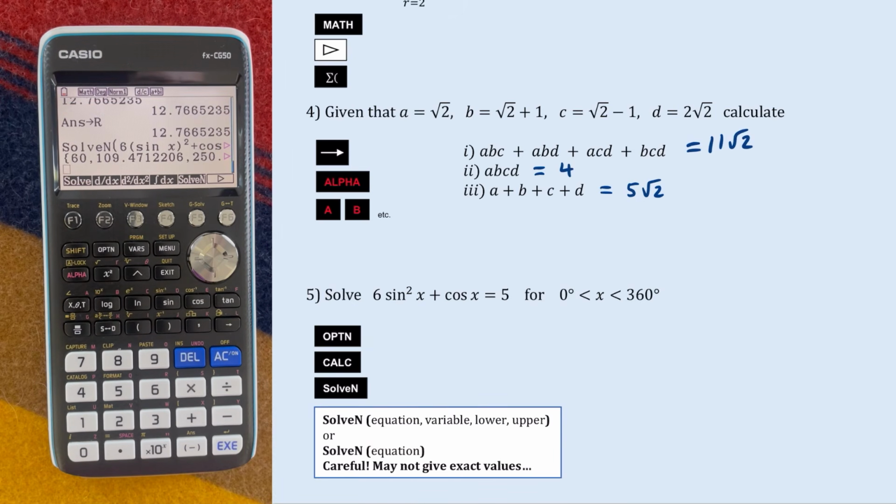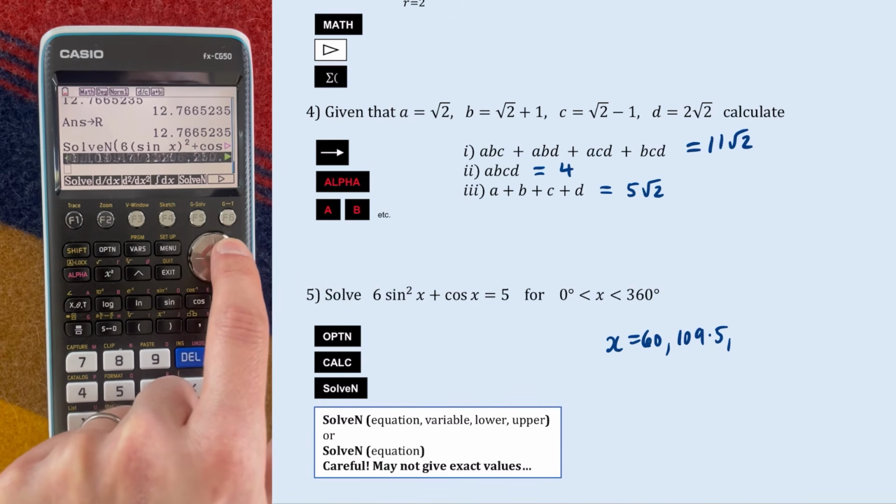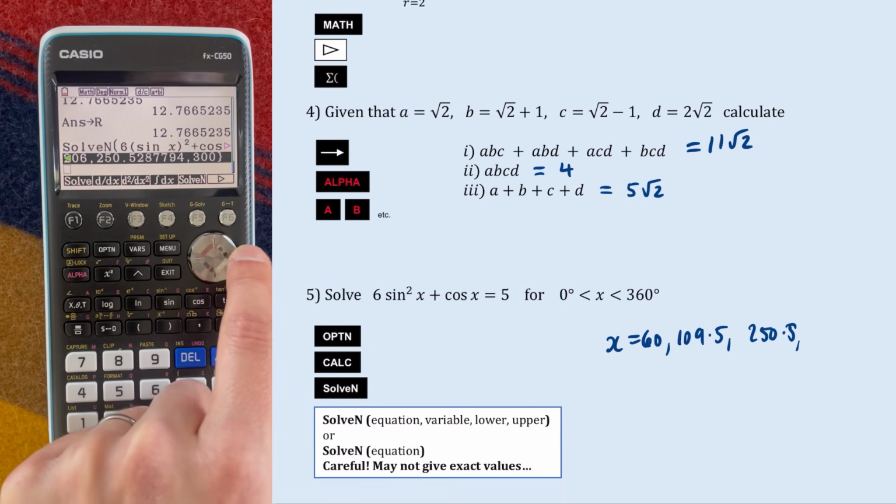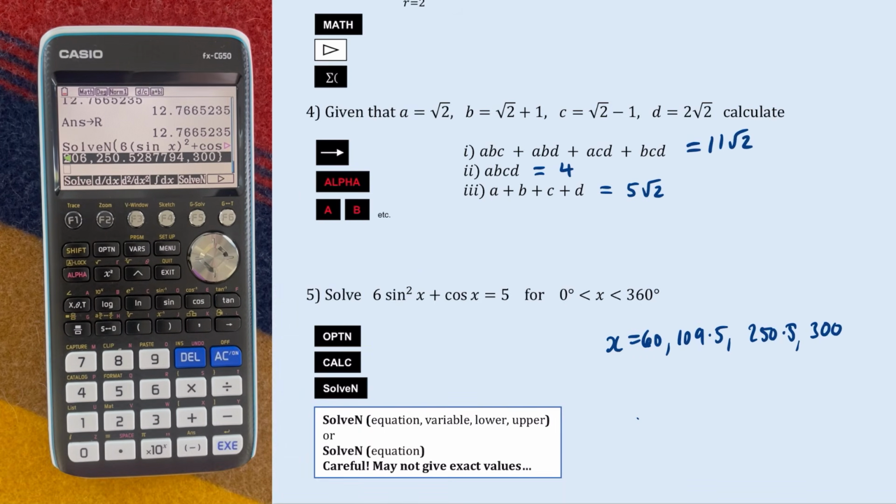So the answers that I've got to this one are x is equal to 60, 109.5, 250.5, and 300. Now this alone is not enough by itself, okay? You have to make sure you do the working yourself. At the end, you can use the calculator to check this.